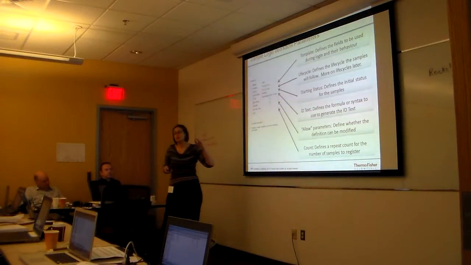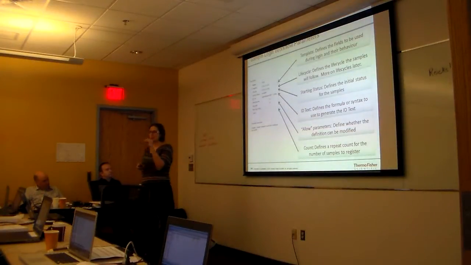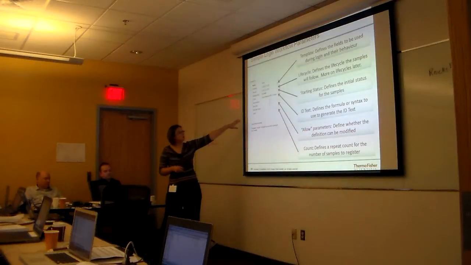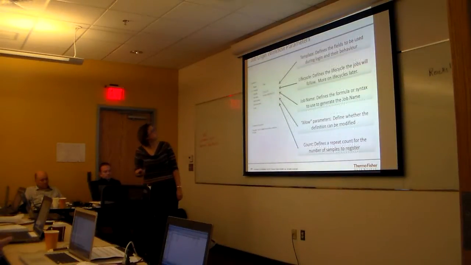It's the same thing when we get to the job. Do I want them to be able to add in extra samples, yes or no? Or is it a very, very fixed predefined method that has to follow the workflow? And the count at the bottom is the number that we're going to register as we're going through. So the number of samples that we're going to register.